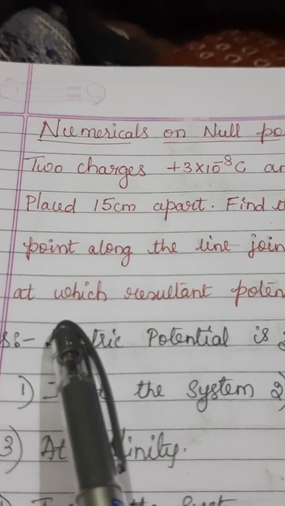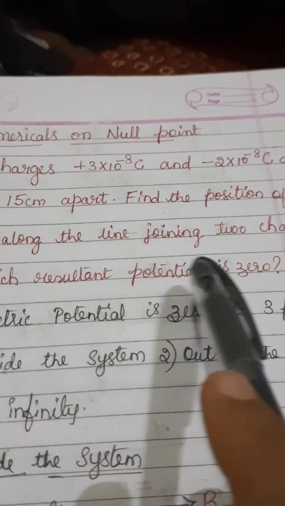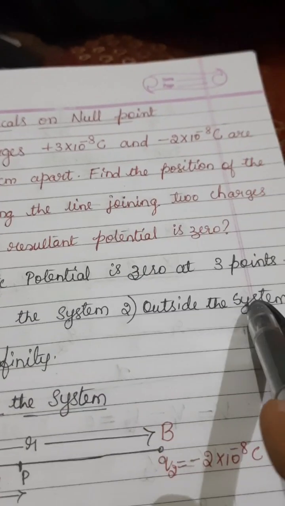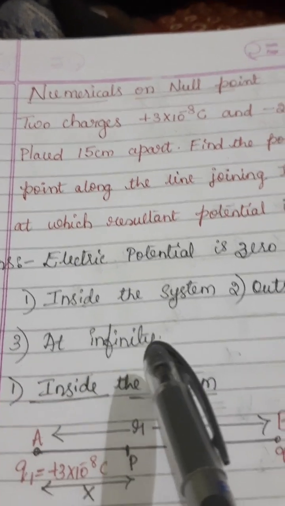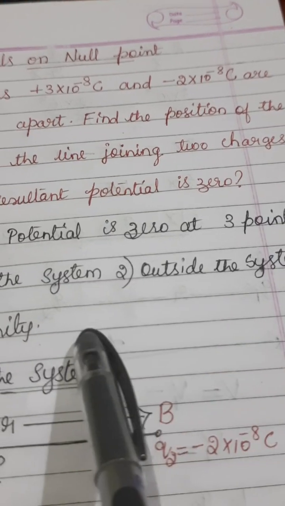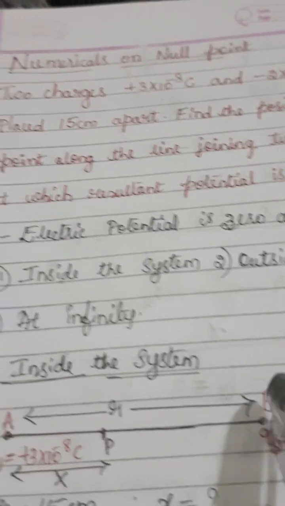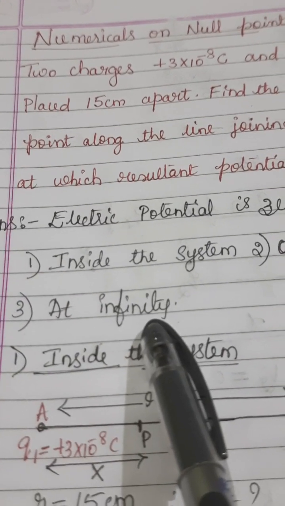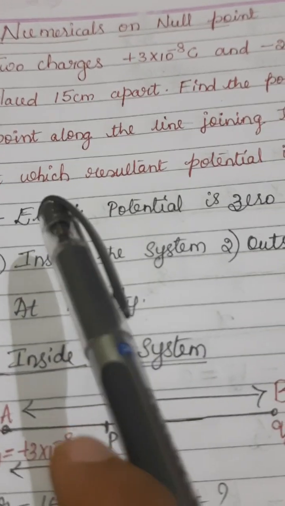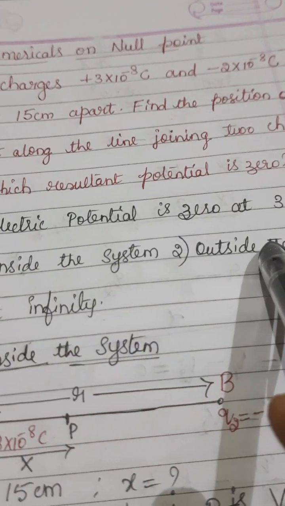Null point means at which resultant potential is 0. What is null point? It is a position at which resultant potential is 0. The electric potential is 0 at 3 points. One is inside the system, that means in between the two charges. Another one is outside the system, means outside the charges. So it may be closer to Q1 or it may be closer to Q2. The third point is at infinity. So this is a fixed point, infinity. At infinity, potential is 0. So we need to find out the null point inside the system as well as outside the system.